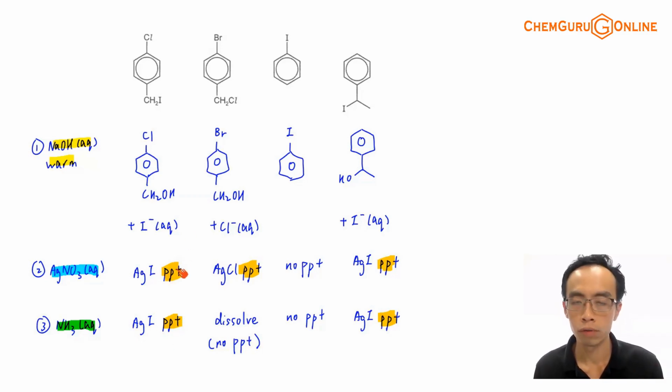So if the precipitate is involving silver iodide, the precipitate will remain. It doesn't dissolve. Involving the first one, the AgI precipitate will remain. Involving the second one, the AgCl precipitate will dissolve. I will not end up with any precipitate. The third one, there's no precipitate in the first place. The final one, the AgI precipitate will remain.